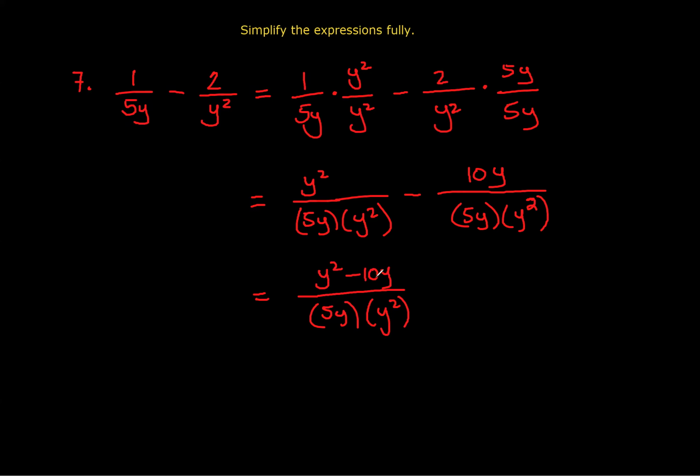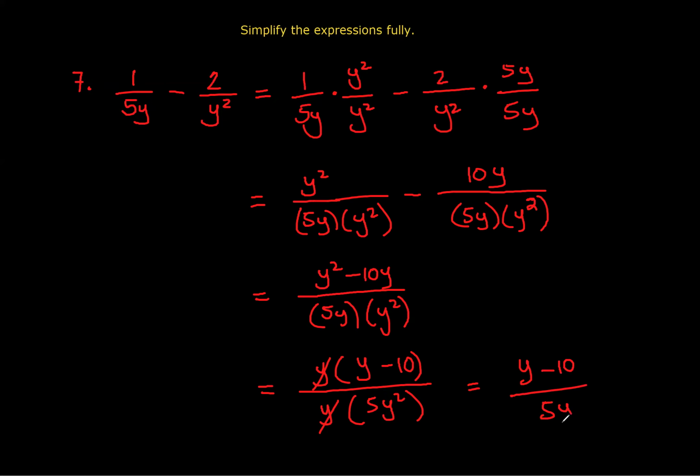Here we can see that y is a common factor for both y squared and 10y, and we can factor that out. This will now become y multiplied to y minus 10 divided by this one. We can also put y first, so that will be y multiplied to 5y squared. And so y divided by y is 1, giving us the final answer to be equal to y minus 10 all over 5y squared.